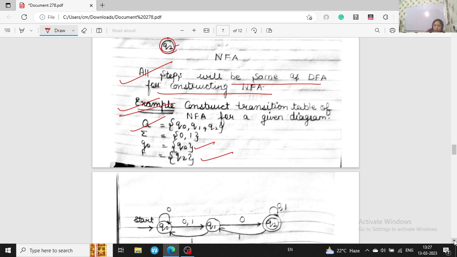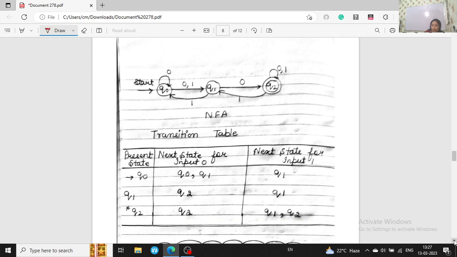Q0 accepts 0 itself, and then 0, 1 means Q1 can accept either 0 or 1, and then Q2 is a final state. It will accept 0 from Q1, and 0 or 1 it accepts itself. On the other hand, Q0 accepts 1 going to Q1, and Q1 also accepts 1 from Q2. This is an NFA.